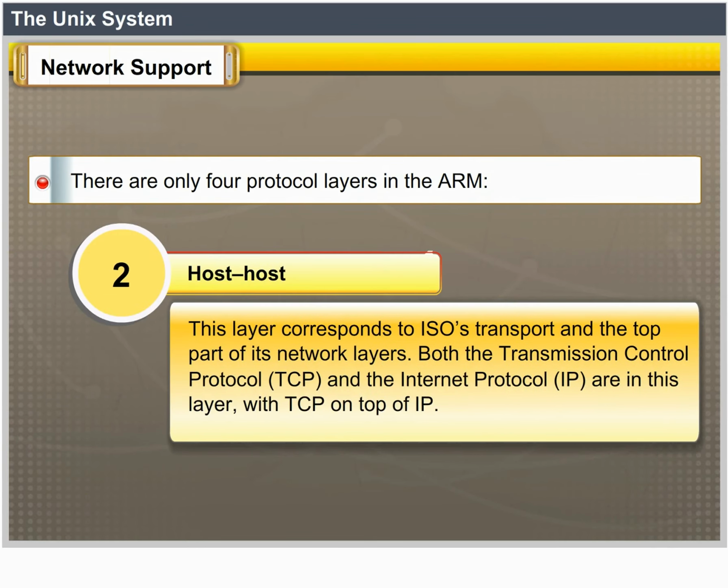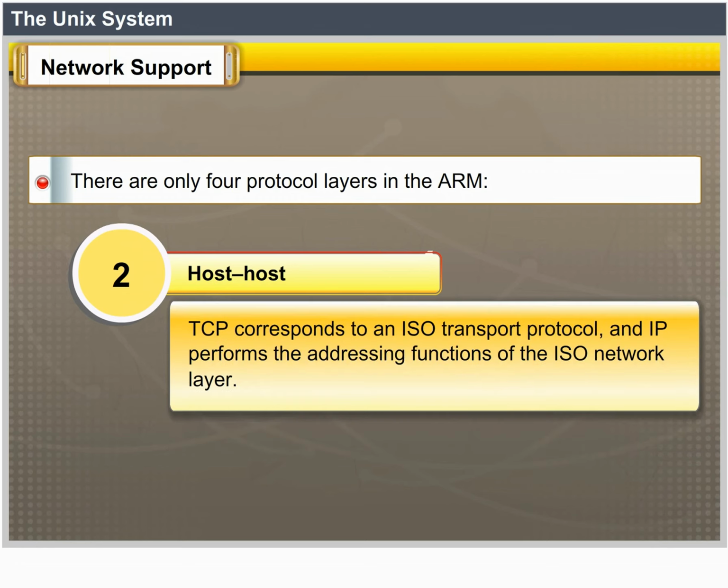Host-to-host. This layer corresponds to ISO's transport and the top part of its network layers. Both the Transmission Control Protocol (TCP) and the Internet Protocol (IP) are in this layer, with TCP on top of IP. TCP corresponds to an ISO transport protocol and IP performs the addressing functions of the ISO network layer.